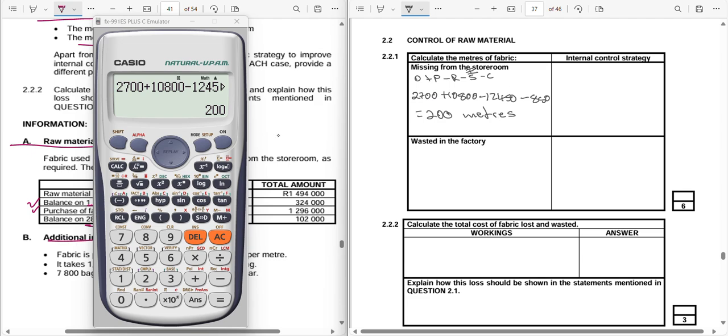So they want us to give internal controls. The solutions, you can say physical count of stock. We have been doing this. Physical count of stock. Or you can say division of duties also.